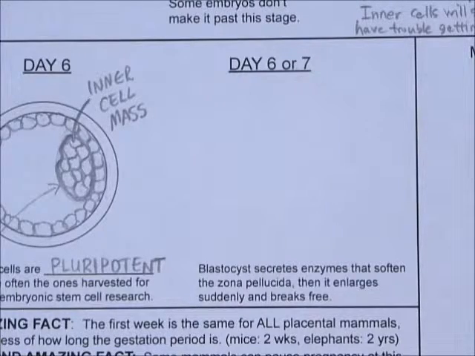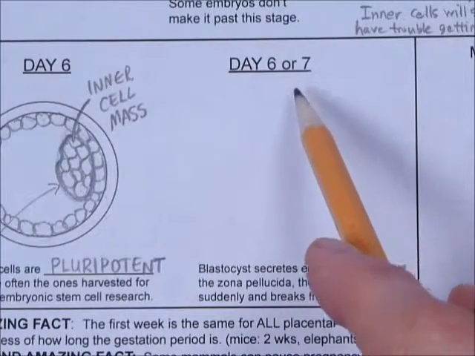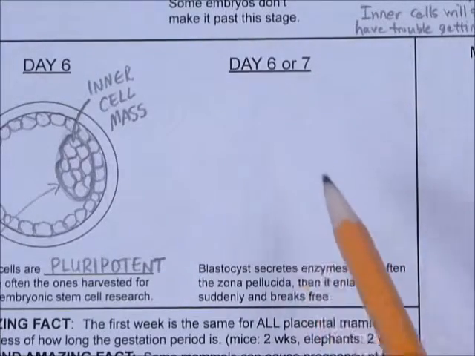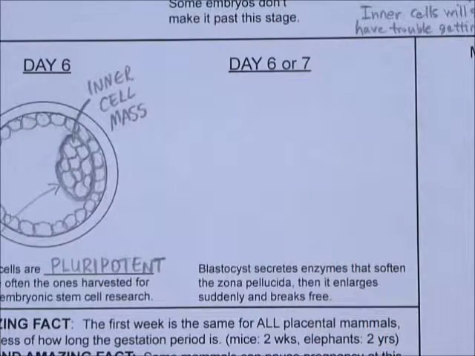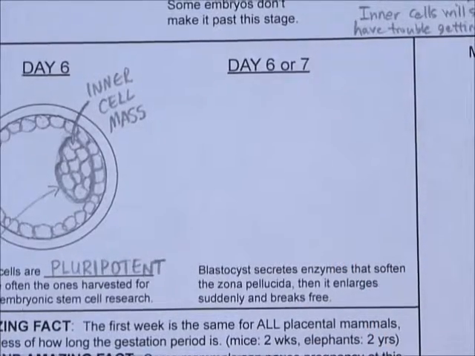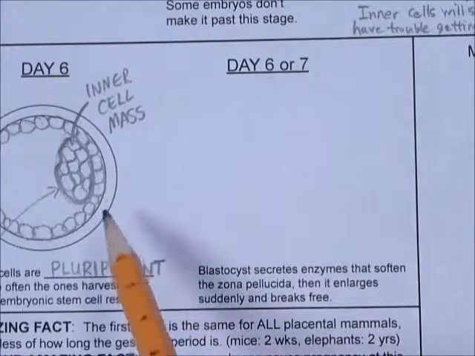We have a general guideline, but for some embryos it's on day 6 and some it's on day 8, maybe even in a really unusual case it'll be on day 5 or day 9. But on average it's about day 6 or 7. And what happens here is that it finally hatches. Like we've been waiting for this zona pellucida.